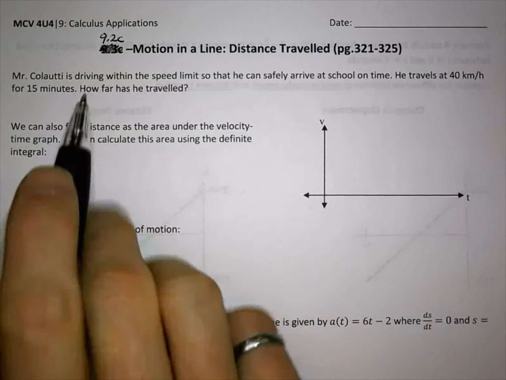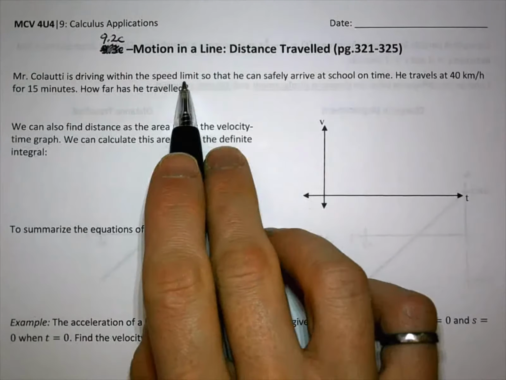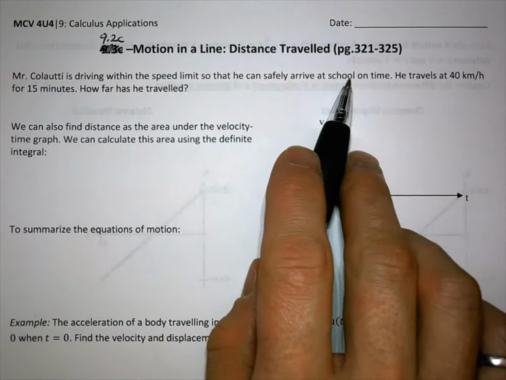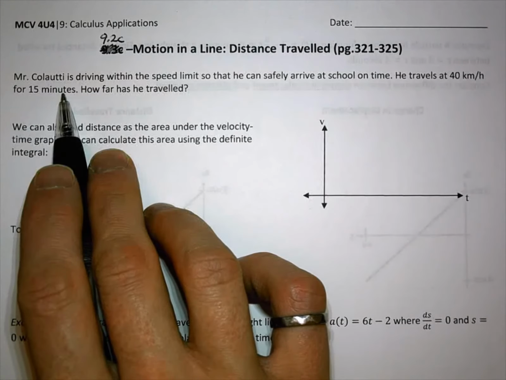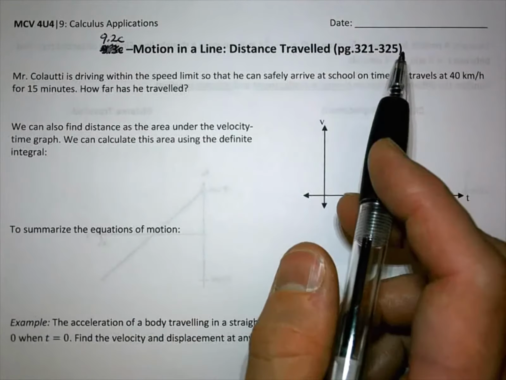Okay, so Mr. Claudia is driving within the speed limit. Of course, always safely, so that he can safely arrive at school on time. He travels 40 kilometers per hour for 15 minutes. So how far has he traveled?